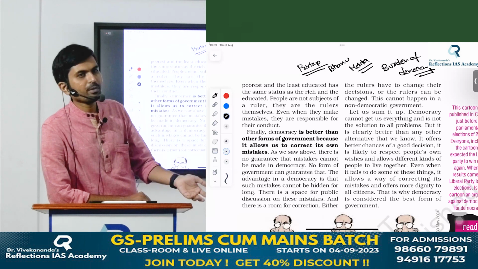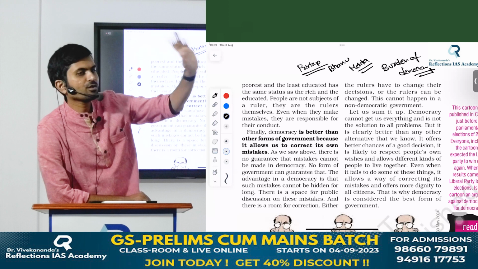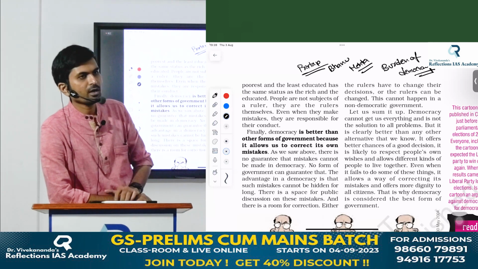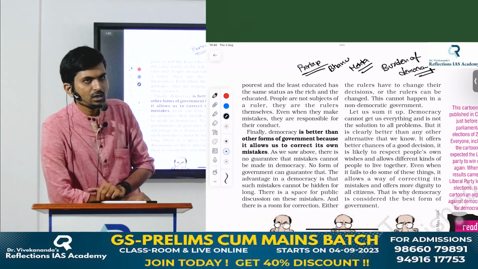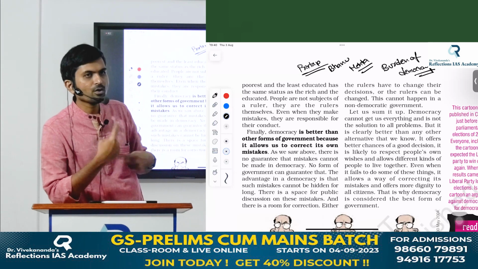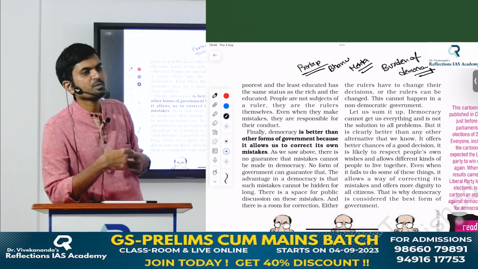Once these mistakes happen, say for example, I took a decision, I took away your house and gave it for some forest, some development. Then the next government might come and give back your house somewhere else. So democracy allows you to rectify your own mistakes. But the burden of democracy is you have to tolerate all these people.